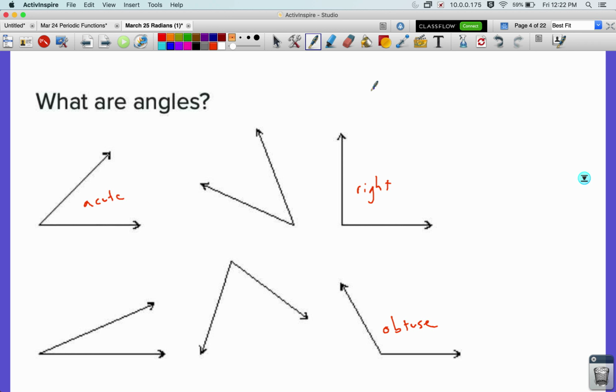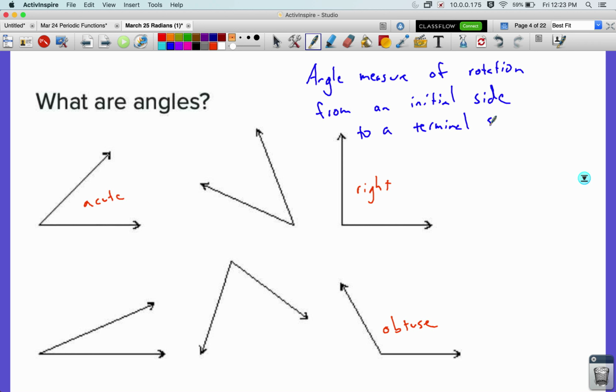And this is the definition you should add into your notes. Hopefully you've got your notes open, today's date written in there. And now copy this down. So an angle is a measure of rotation from an initial side to a terminal side. Angles are a measure of rotation from an initial side to a terminal side.